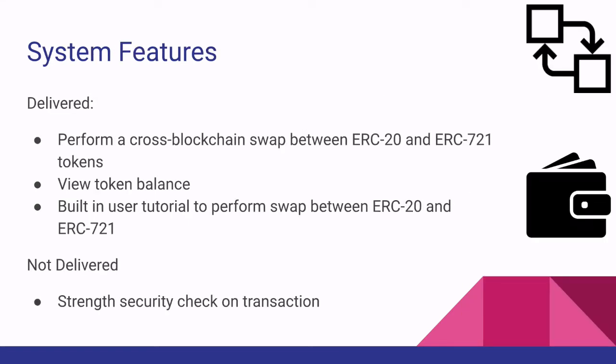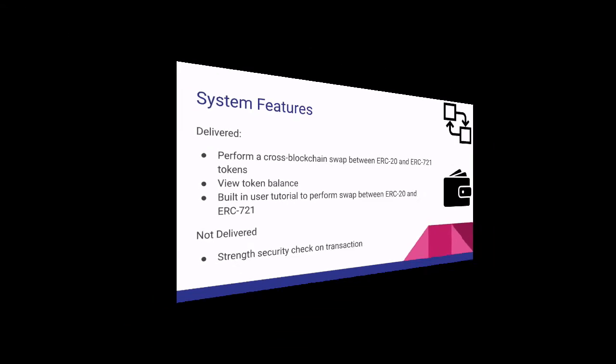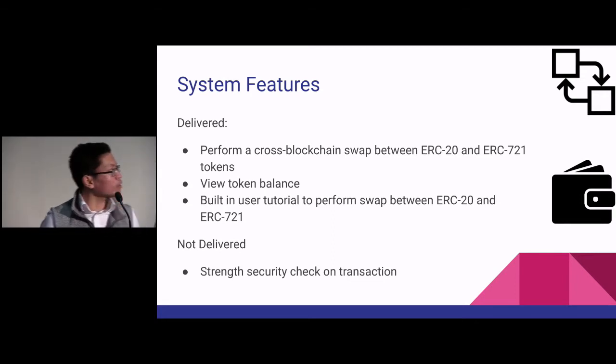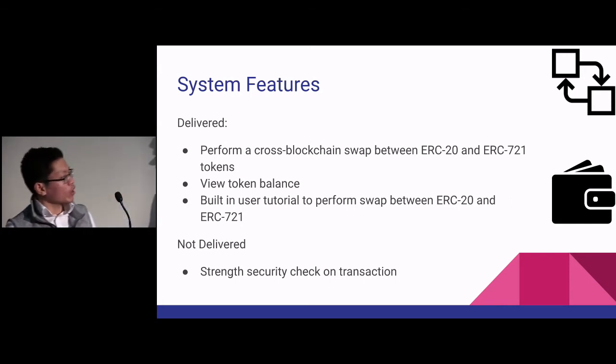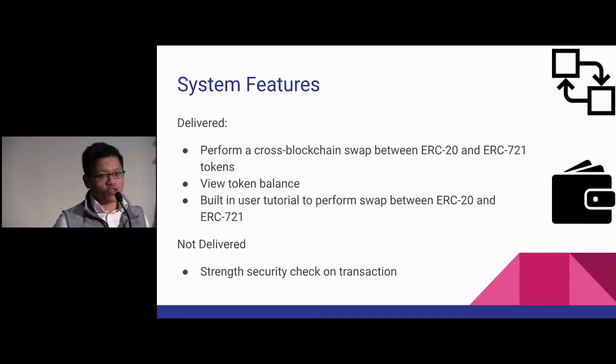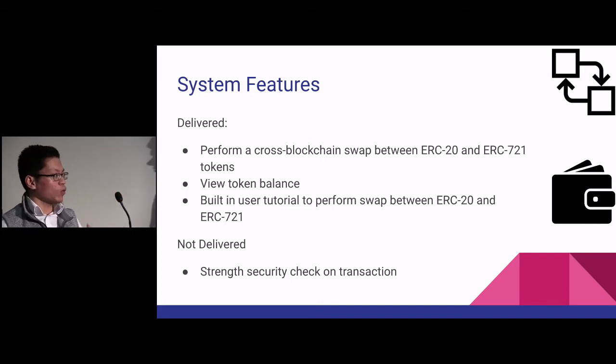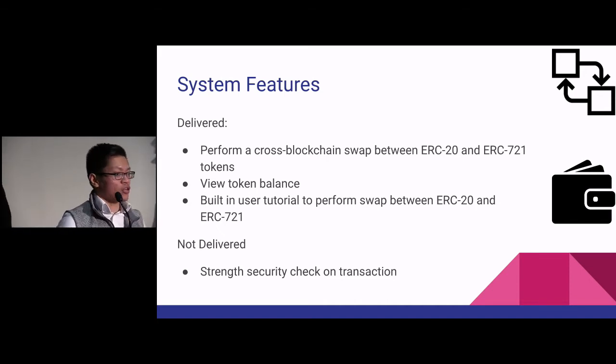So now we're going to go through the system features. After we've been working on this project for almost 2 semesters, we have been able to deliver a couple of good features. I would emphasize the most important feature we've been able to deliver is to perform a cross-blockchain transaction between ERC20 and ERC721 tokens at the moment. Along with that biggest feature requirement, we also have the front end for user interaction to view token balance, and we also built a user guide, so somebody can walk through it step by step on how to actually use the front-end application.